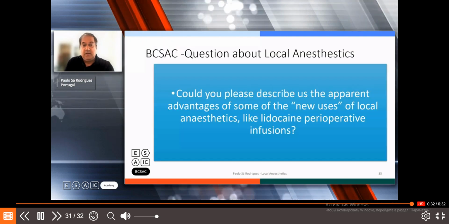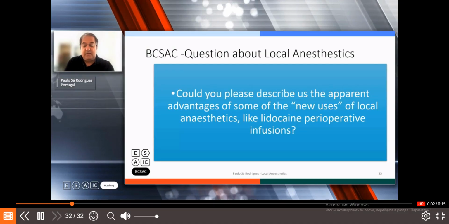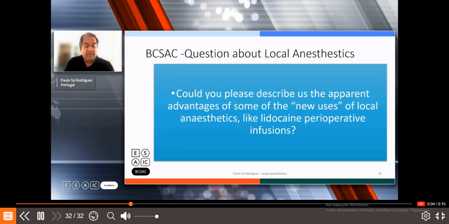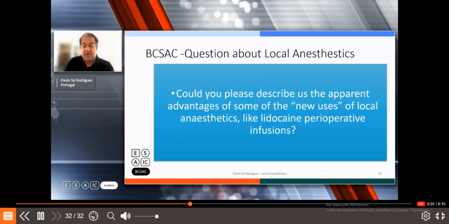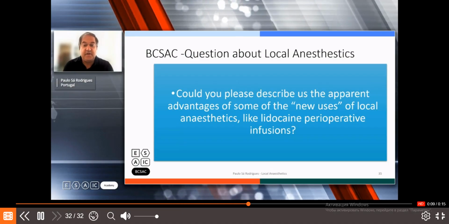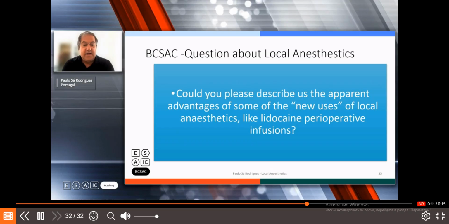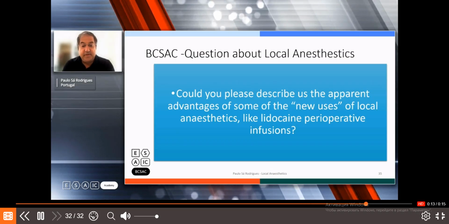So a question about local anesthetics that you may be asked is, could you please describe the different advantages of some of the new uses of local anesthetics like lidocaine perioperative infusions?